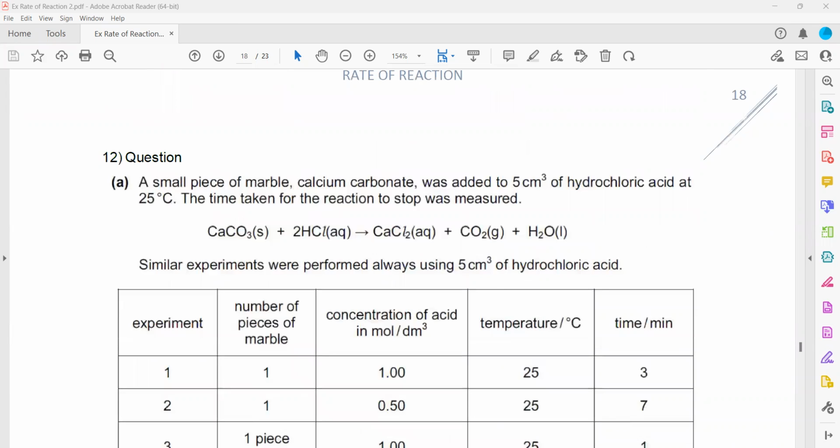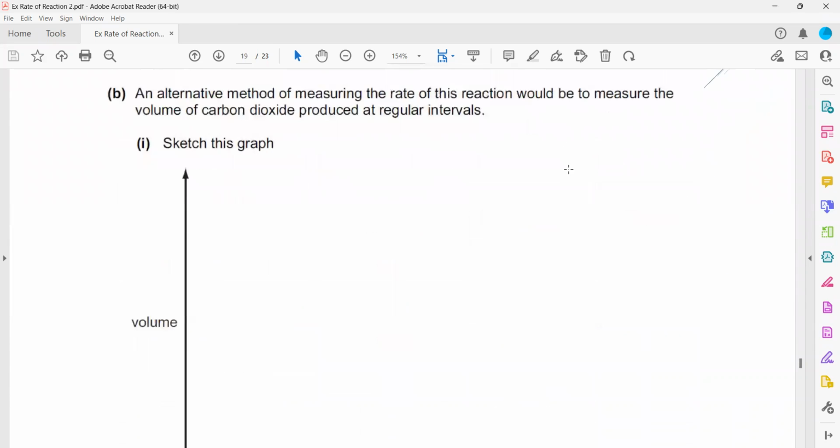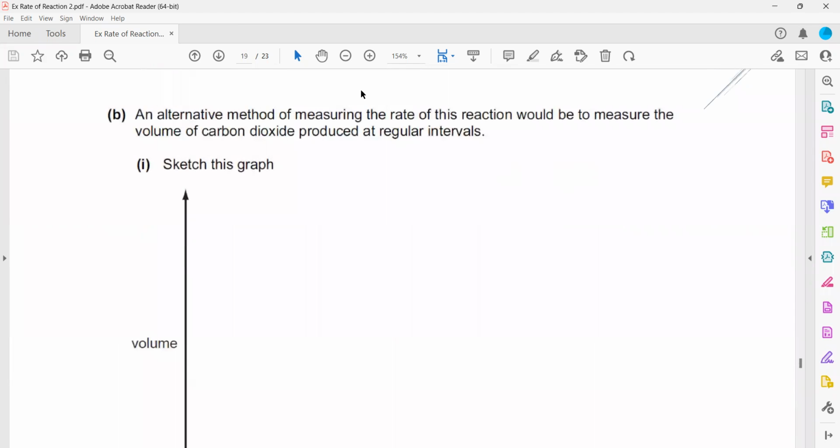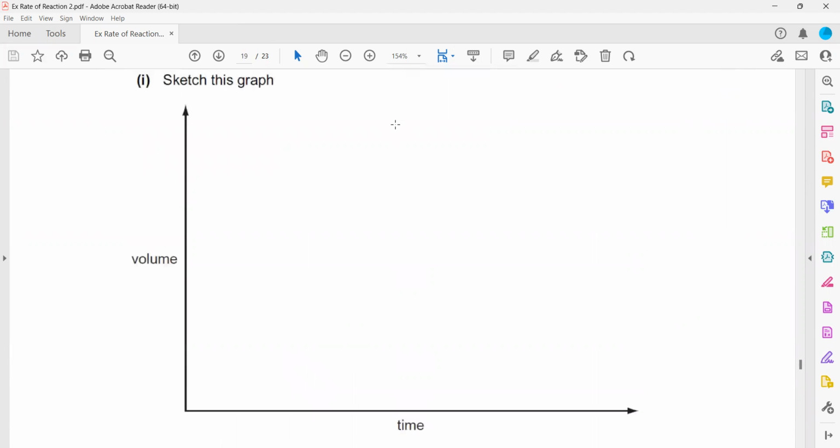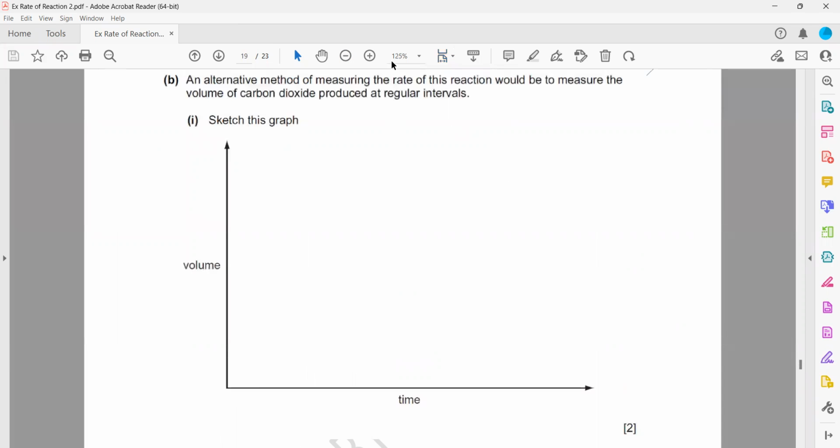Next, this was page 17, then 19. An alternate method of measuring the rate of a reaction would be to measure the volume of carbon dioxide at regular intervals. Sketch this graph. So how will we sketch the graph? Carbon dioxide is a product here. So in the beginning the reaction will be faster, then it slows down and eventually it will stop.